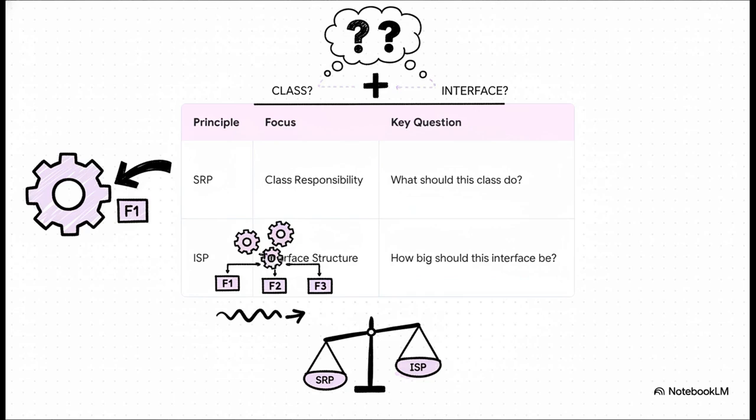Now, this is a really important point because it clears up a common bit of confusion. People often mix up ISP with SRP, the Single Responsibility Principle, but they're different. SRP is all about a class having only one reason to change. The question there is, what should this class do? ISP, on the other hand, is all about the interface itself. The key question for ISP is, how big should this interface be? They work together for sure, but they focus on different parts of the design.